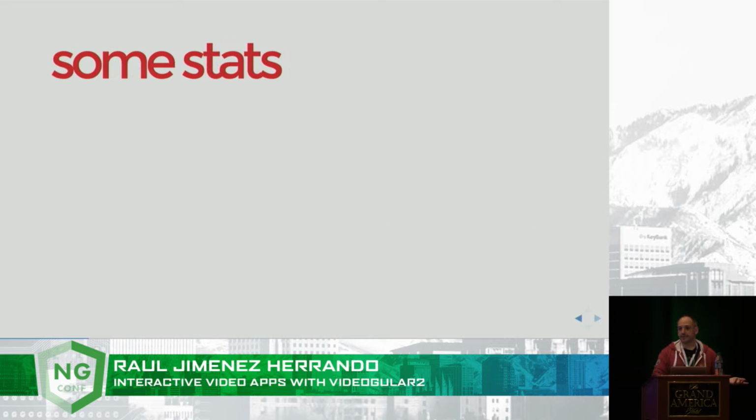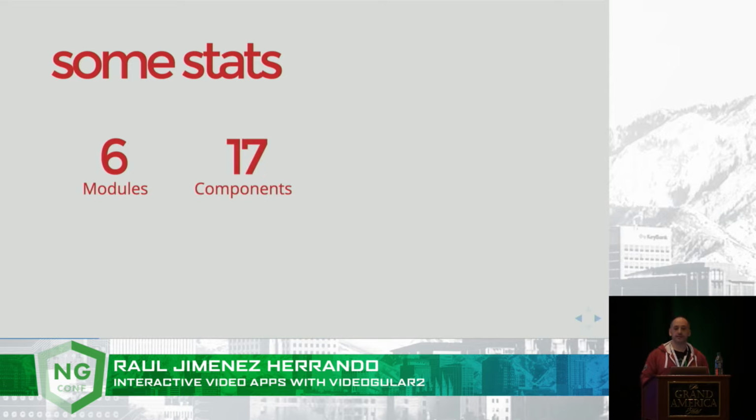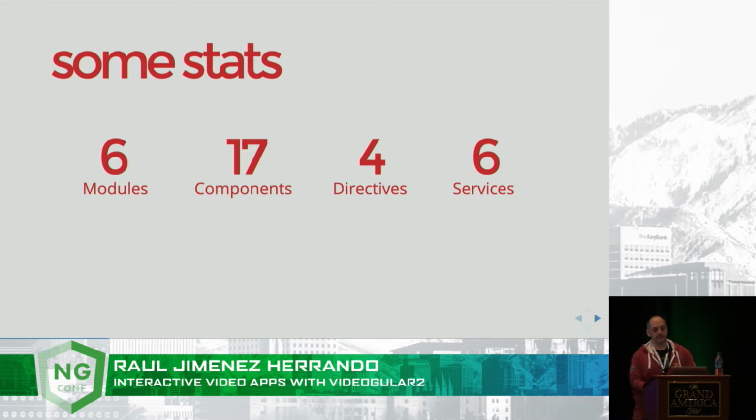So some stats about Videogular: 6 modules. We have 17 components, 4 directives, and 6 services. It is quite big right now, but we are going to add more and more components and more modules. By the way, everybody is more than welcome to join us and submit your pull request. It is very easy to create a pull request, and we have a good CI process, and to make releases, it's really easy. If you make pull requests, probably just merge and the new version is pushed to NPM and that's it.